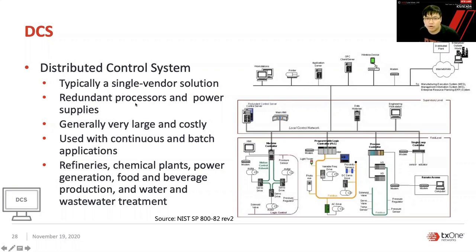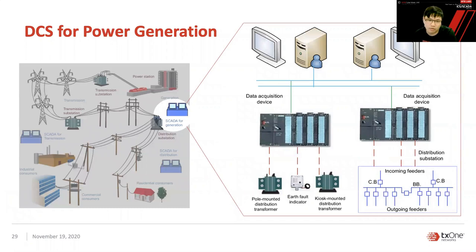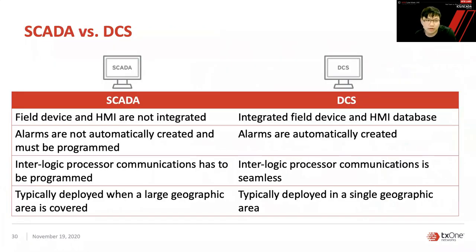Also, usually it is a redundant process, because DCS is used in refineries, chemical plants, power generation, and water or wastewater, which are very heavy industry devices. So DCS is usually located in one geographical location. So for SCADA generation, it's like a DCS. Also, we will say SCADA and DCS can integrate with each other. Okay, this part is a table comparing SCADA and DCS.